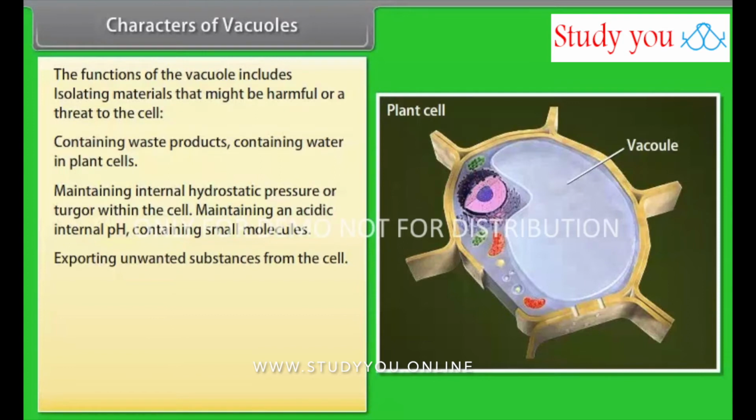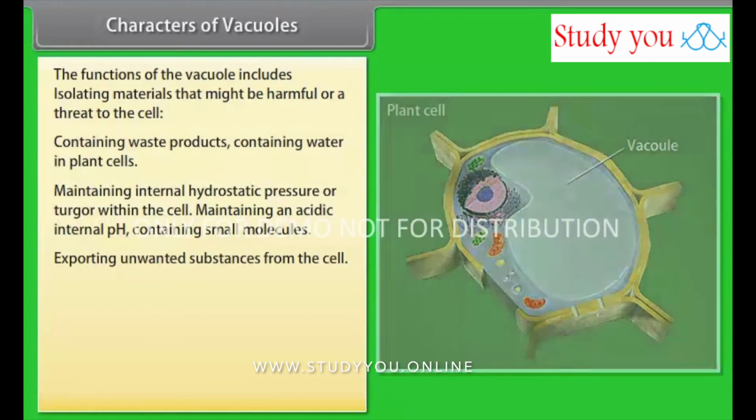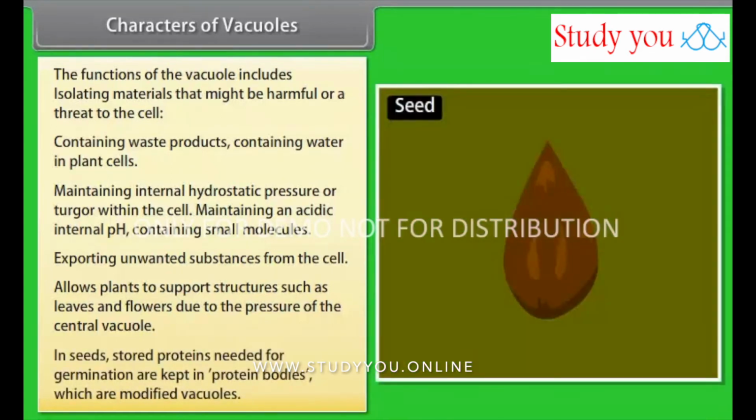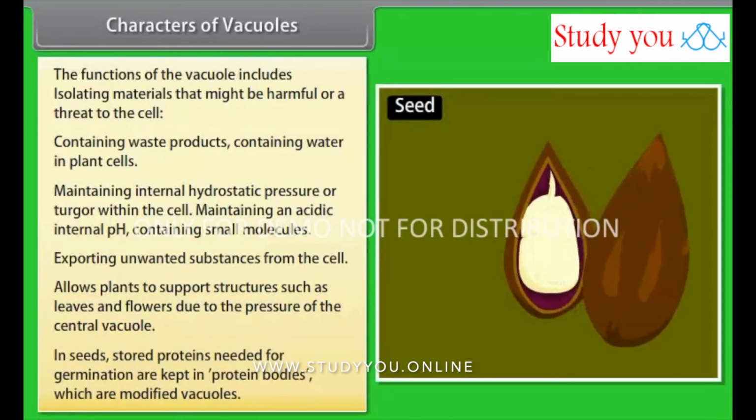exporting unwanted substances from the cell, and allowing plants to support structures such as leaves and flowers due to the pressure of the central vacuole. In seeds, stored proteins needed for germination are kept in protein bodies which are modified vacuoles.